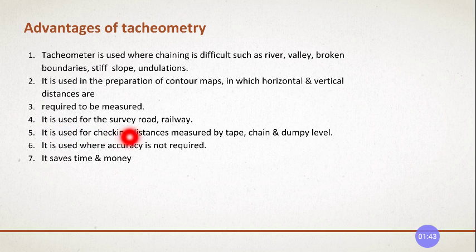It is used for surveying roads and railways. It is used for checking the distance measured by the tape and chain or dumpy level. It is used where accuracy is not much required. It saves time and money. It can be used to check approximately whether the distance which is measured is correct or not. And it is used when the accuracy or precision required is less.